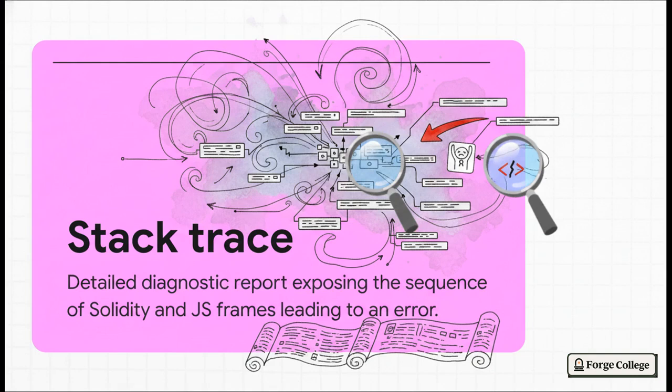And to read that map, we need a magnifying glass. Enter the stack trace. By adding the --show-stack-traces flag to our Hardhat command, we get this incredibly detailed, step-by-step diagnostic report. It exposes the exact sequence of Solidity and JavaScript frames that led directly to the error. It literally tells us exactly which line of our smart contract dramatically threw its hands up and quit.